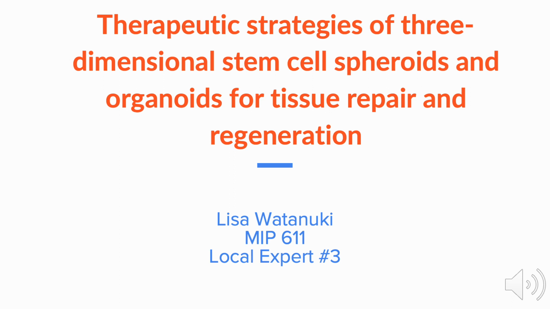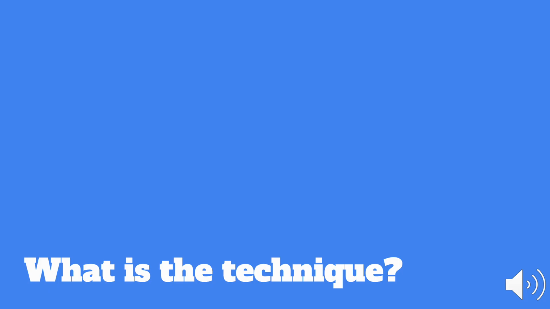For my final local expert project, I have chosen to focus on the therapeutic strategies of three-dimensional stem cell spheroids and organoids. This method can be utilized for many different applications, such as tissue repair and regeneration. So this technique has an extremely long name, but what is it exactly? I'll be explaining this technique by breaking down the technique and its name.